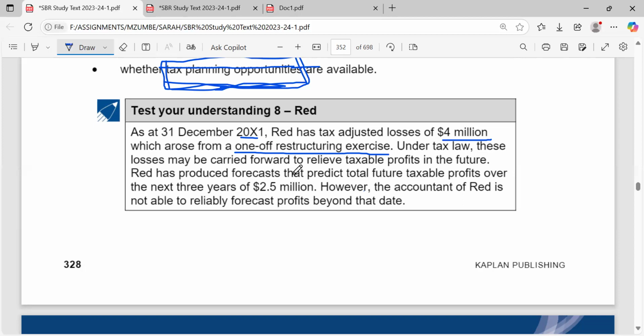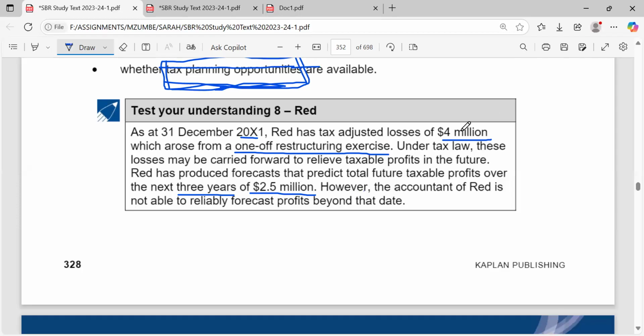Under tax law, these losses may be carried forward to relieve taxable profits in the future, right? So Red has produced forecasts that predict total future taxable profits over the next 3 years of 2.5 million. However, the accountant of Red is not able to reliably forecast profits beyond that date. You can see this, right? So the tax losses are only 4 million, but for the next 3 years we can have this one. So you see, 2.5 is less than 4 million.